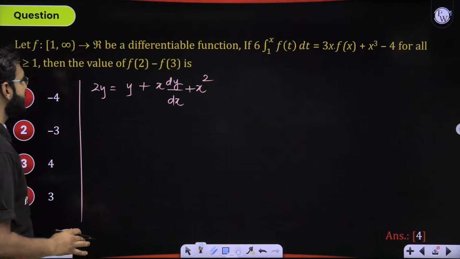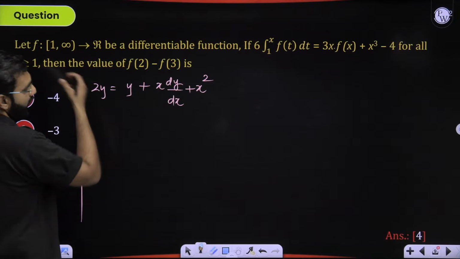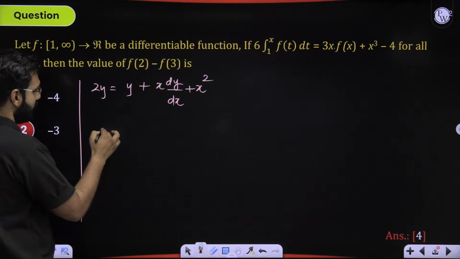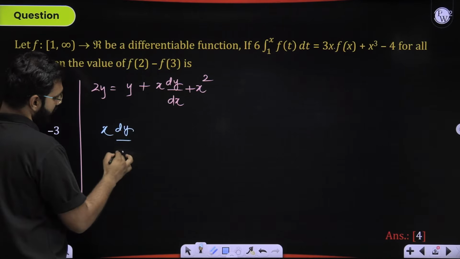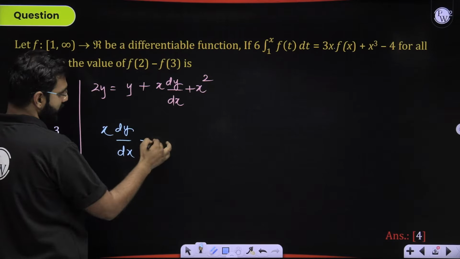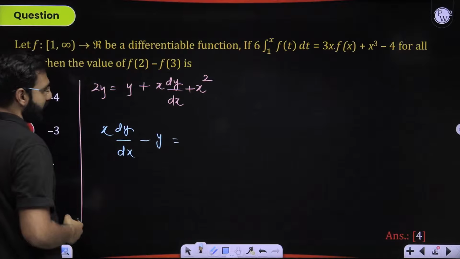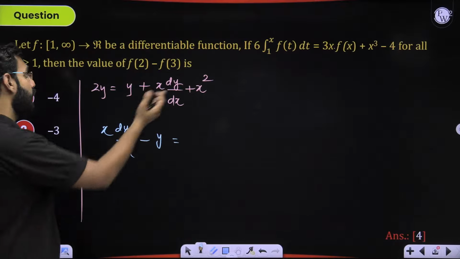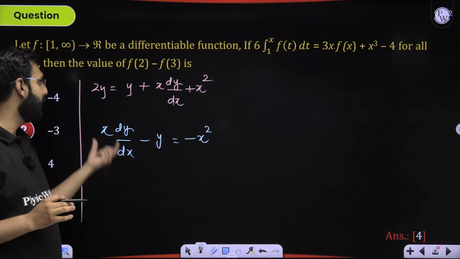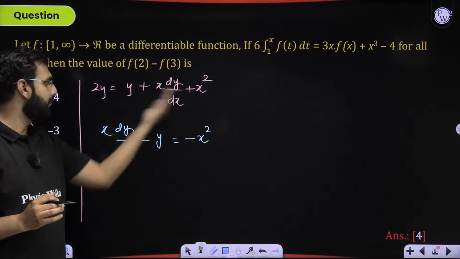Now, what do we do next? I hope you can see it. What I do next is this 2y I bring here, x square I take on the other side. So here I have x dy by dx like that only. This 2y I bring on the right hand side, it becomes minus y. And there, what do we have? x square I take on the left hand side, so it becomes minus x square. Correct me if I'm wrong. So x dy by dx minus y is equal to minus x square.